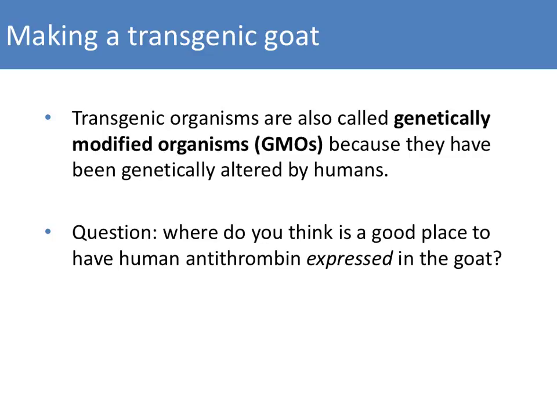So these GMO goats are transgenic organisms. Now, if you wanted to get the antithrombin, what might be the best place? What cell type might be the best cell type to insert this antithrombin gene into? Any ideas? You still got a good goat. You don't have to chop it up or anything. You don't actually have to take its blood, but if you put it into mammary cells, you can get the goat to actually produce the antithrombin in the milk.